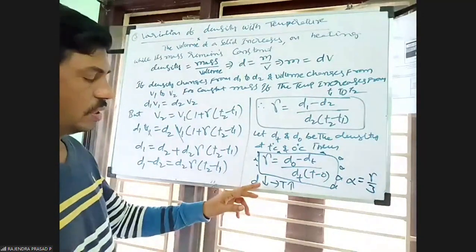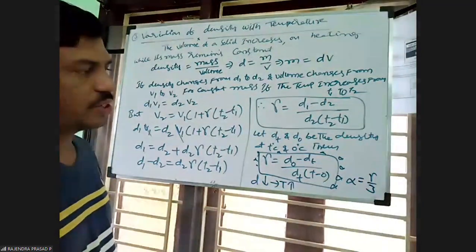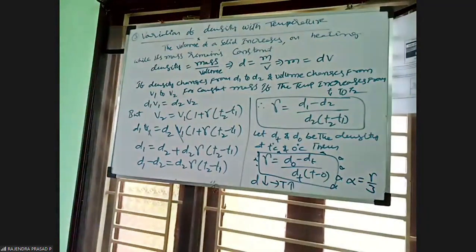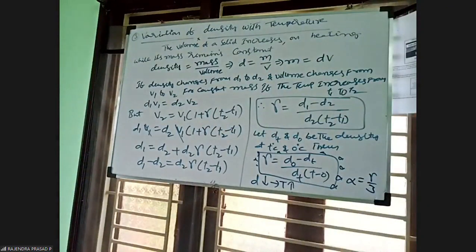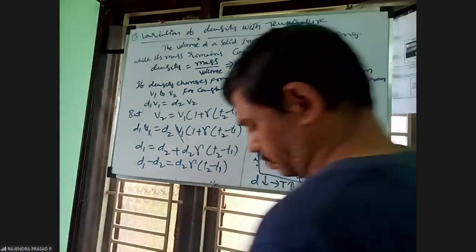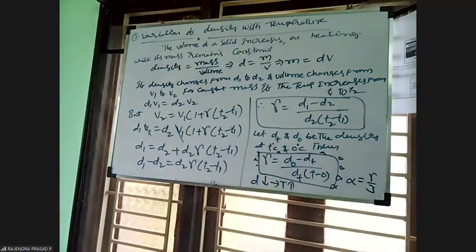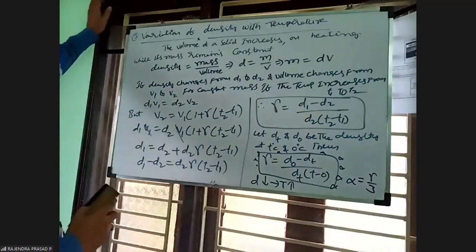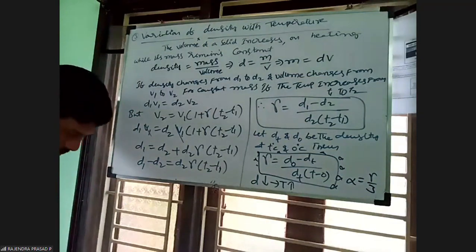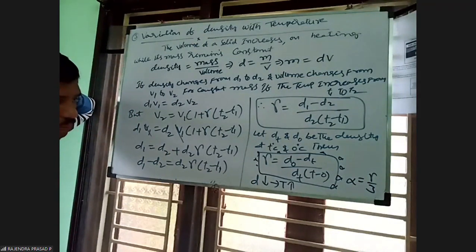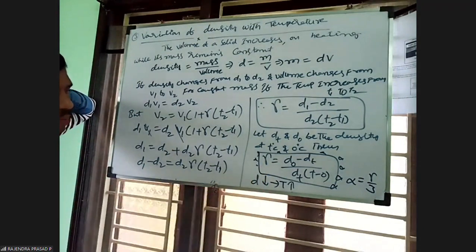Density decreases with increase of temperature. Very, very important formula: gamma equals (D naught minus DT) by DT into T.